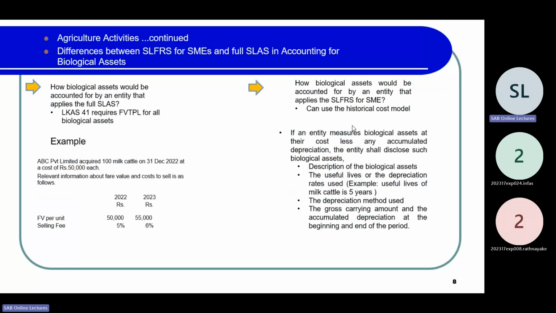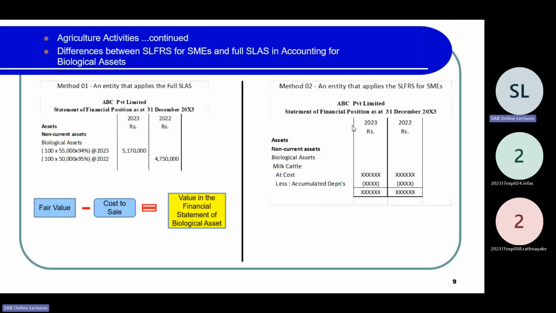But as the previous slide told, SMEs can use the cost method. Anything measuring biological assets, they measure on a cost basis. SMEs have to disclose the depreciation of biological assets: the useful life or depreciation rate, the depreciation method used, and the carrying amount at the beginning and end of the period. This is what I told about presenting biological assets. Then I invite the next speaker to continue.